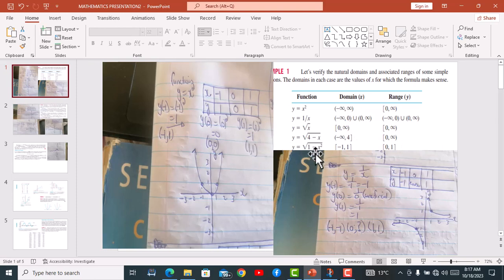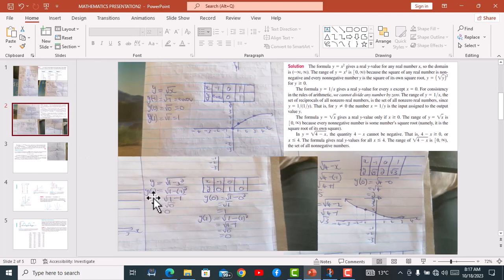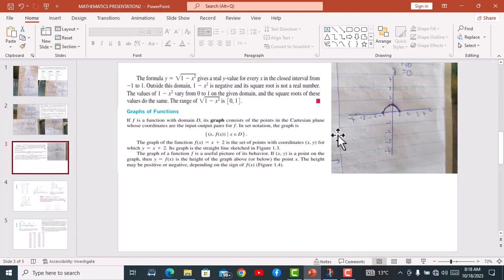And then lastly, we have this graph, the square root of 1 minus x squared. And let me check if I have done that. Here it is. The square root of 1 minus x squared. And what is it that we have here? Okay, we substitute the values. 1 minus minus 1 squared, we get 0. When x is minus 1, y is 0, 0, 1, 1, and 0 I have shown up here. And then what type of graph do we get? This is the type of graph that we get.